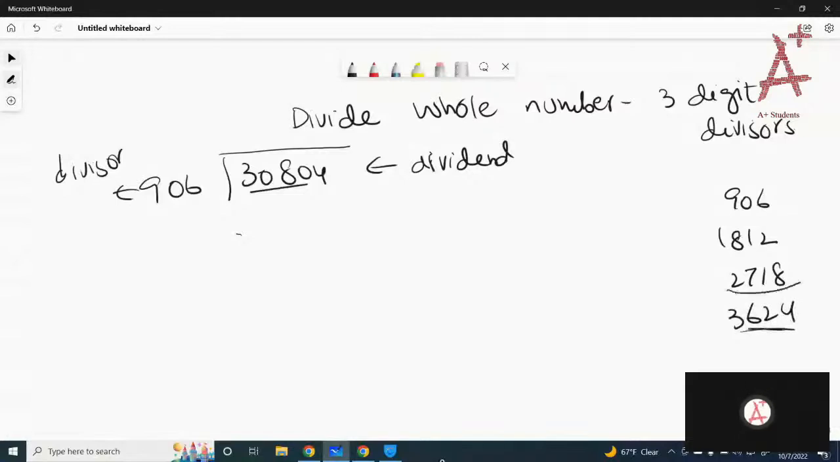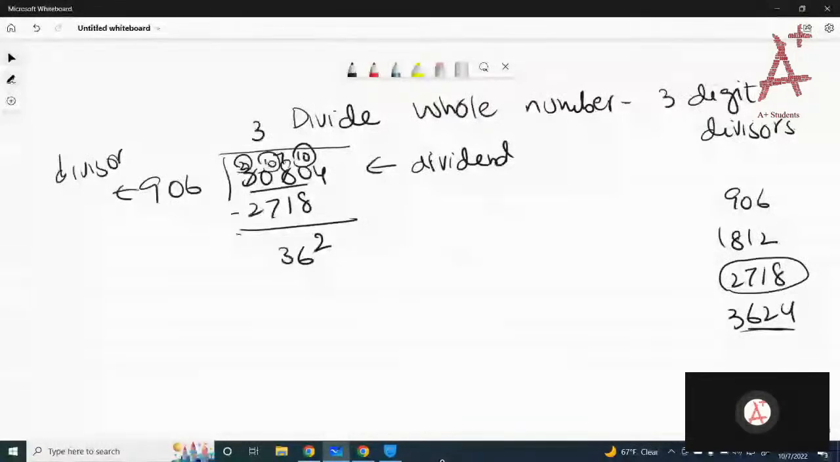It is much greater, so we can go for 2718. Got it? 906 times 3 is 2718. So just subtract them. When you subtract, you cannot subtract 8 out of 0. You have to borrow 1, so it would be 10 here. 10 subtract 8 is 2. And 9 subtract 1 is 8. You have to borrow 1 from here, so it would be 10. And 10 subtract 7 is 3, and 2 subtract 2 is 0. It is 362. 362 is less than 906, so you need to bring the next digit down to make 3620. Here you have 906 times 4 is 3624. Got it?